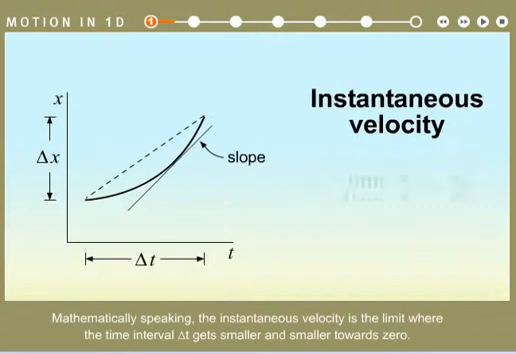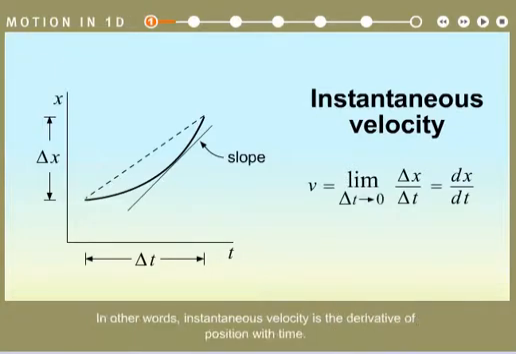Mathematically speaking, the instantaneous velocity is the limit where the time interval delta t gets smaller and smaller towards zero. In other words, the instantaneous velocity is the derivative of position with time.